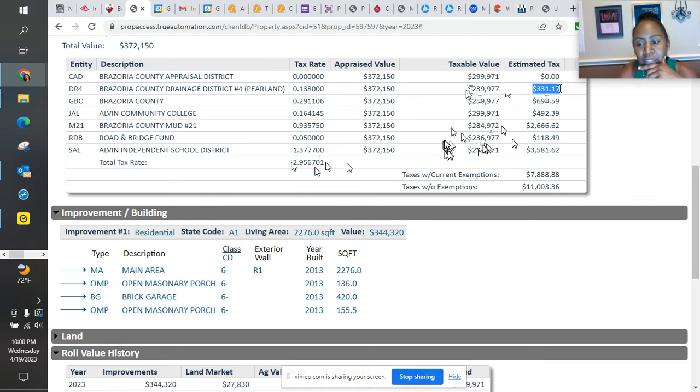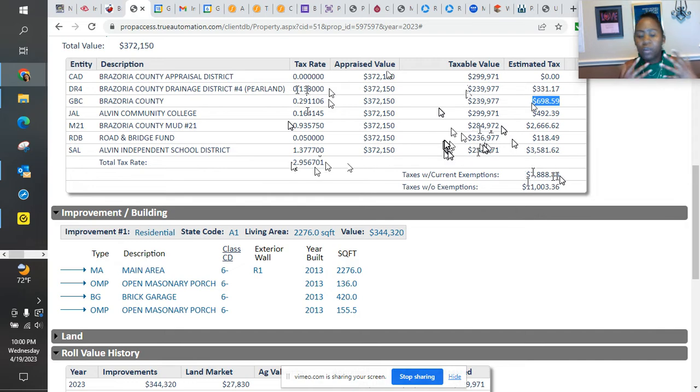So to the drainage district, we pay, 1 point, what is that? That would be like 1.4 cents on the dollar for $239,977 in value, which is where this number over here comes from. So you just multiply straight across. You skip the appraised value because it's the taxable value that you're paying taxes on. So this tax rate for that entity times the taxable value gives you the estimated tax. If you add all of these up here, then that's where you get the $7,888.88 that are currently being paid with the exemptions that are in place.